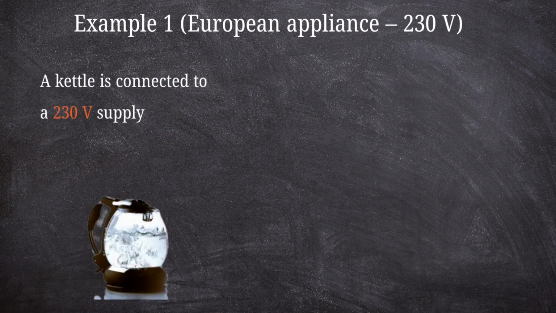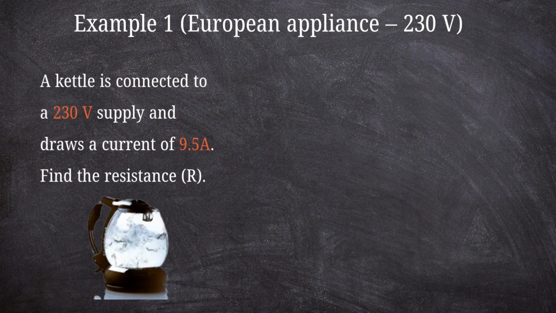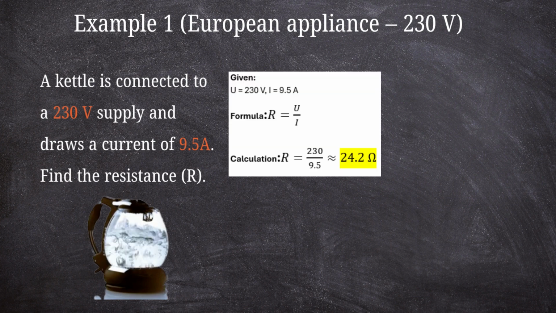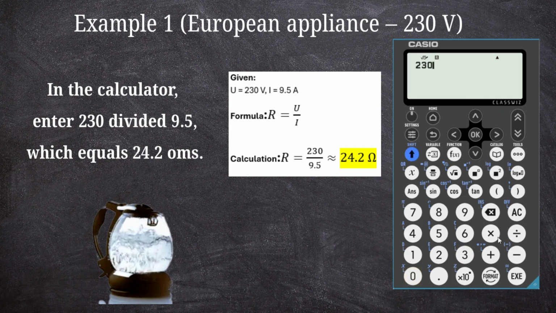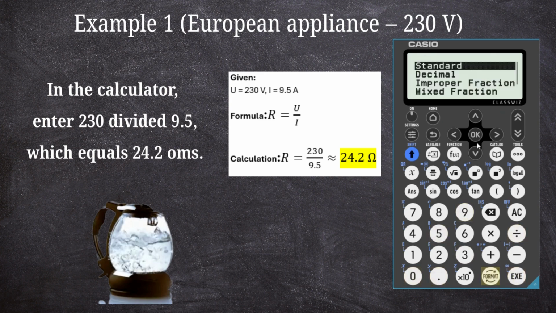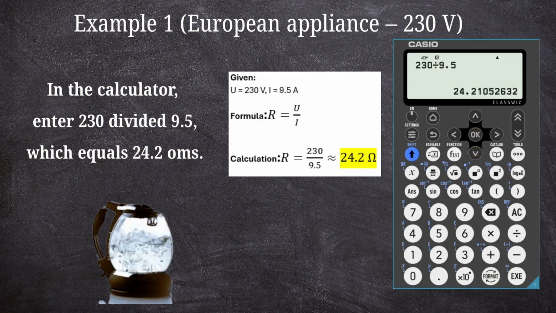Example 1. A kettle is connected to a 230 volt supply and draws a current of 9.5 amps. Find the resistance, R. Use the formula R equals U divided by I. In the calculator, enter 230 divided by 9.5, which equals 24.2 ohms.